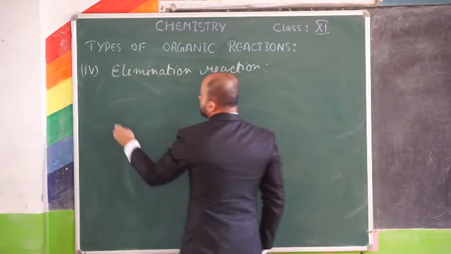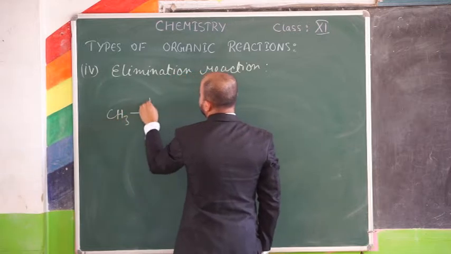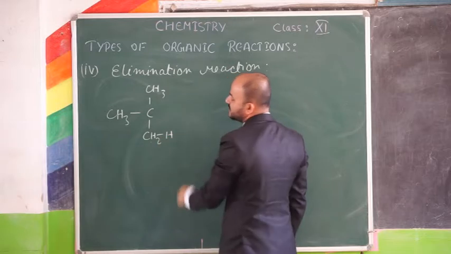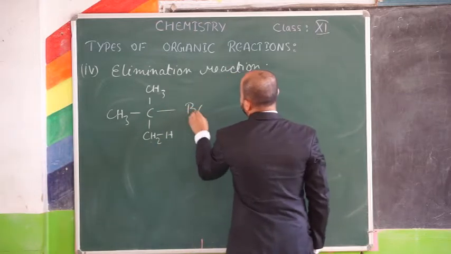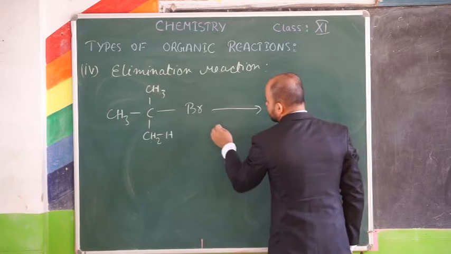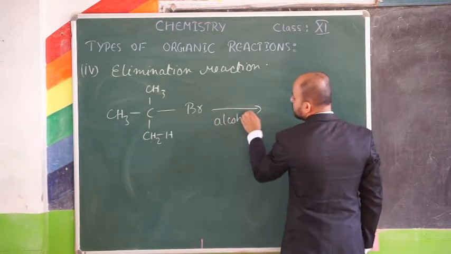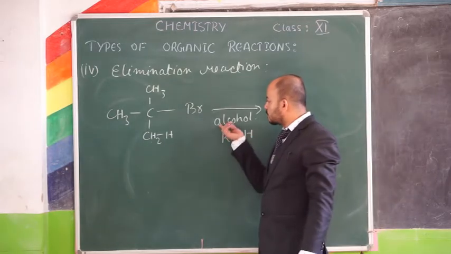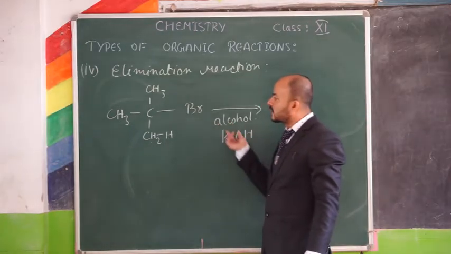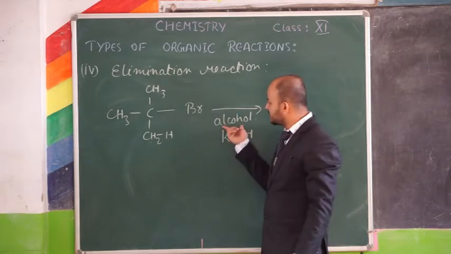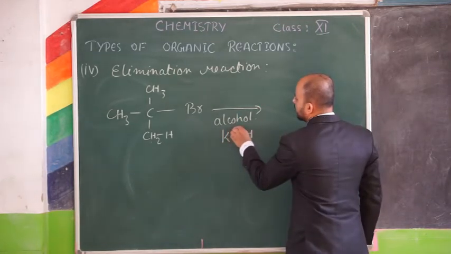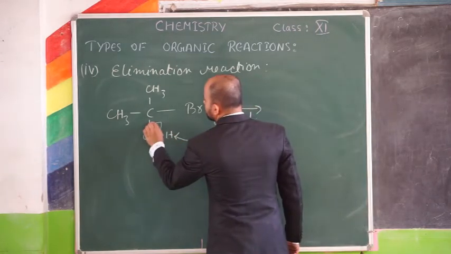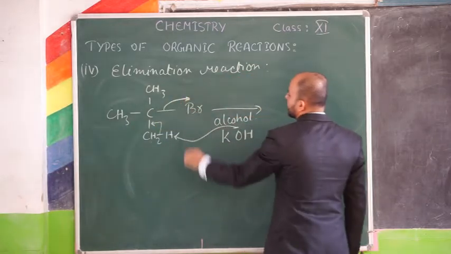So suppose you have this compound, CH3, CH3, and CH3, with H, and this is obviously CH3 itself. Now suppose you have Br, and you are treating it with alcoholic KOH. It's not aqueous. Please remember, if you had aqueous KOH, then it would undergo substitution reaction. Since it's alcoholic, this nucleophile will take this alpha hydrogen, this bond will break, and this will leave as Br minus.